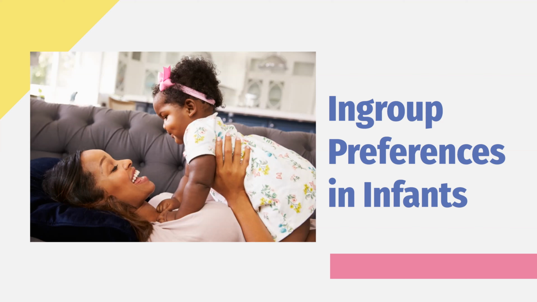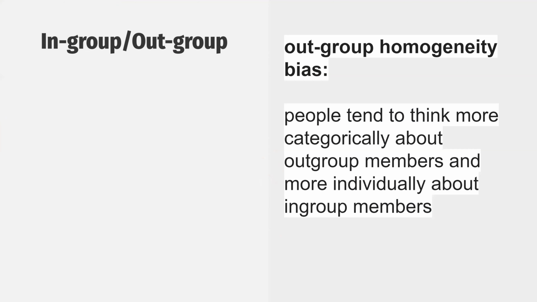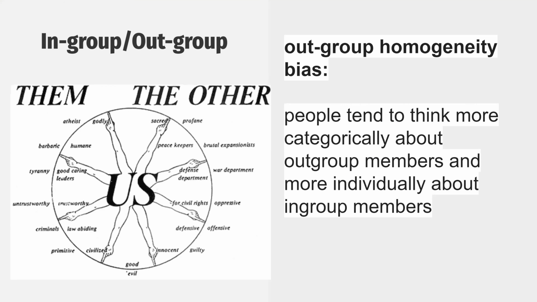So oxytocin isn't just like a lovey-dovey hormone. It protects us. It's about us, not them. So we do have an outgroup homogeneity bias. We tend to think more categorically about them. They're all, and we're individuals, right? We also tend to think a little bit more negatively about them. We group them as negative, right?